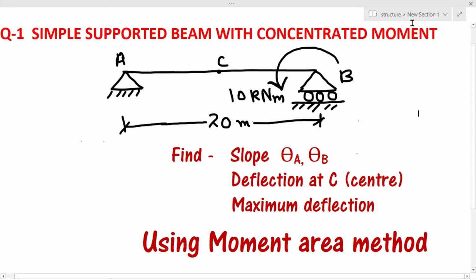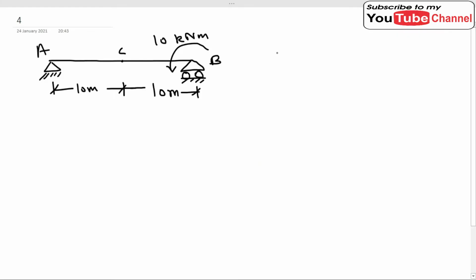So let's get started with the solution. Before starting the actual solution of any problem in structural analysis, we should first check whether the beam is statically indeterminate or statically determinate. So this beam is a simply supported beam because support A is pin jointed and support B is a roller support.